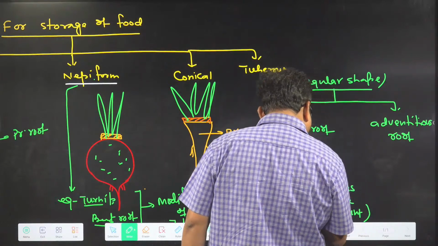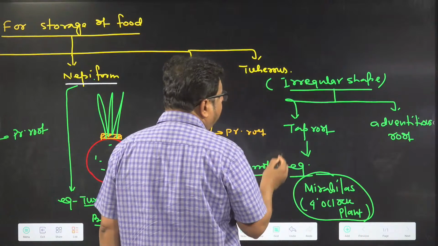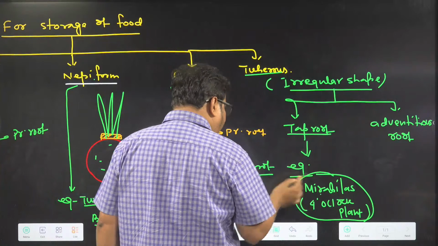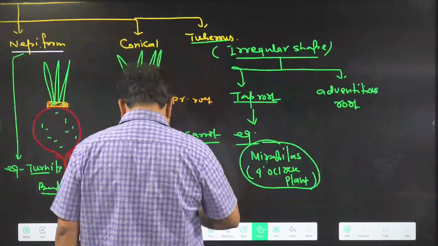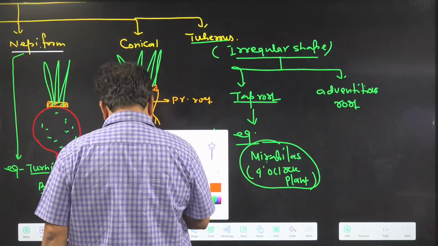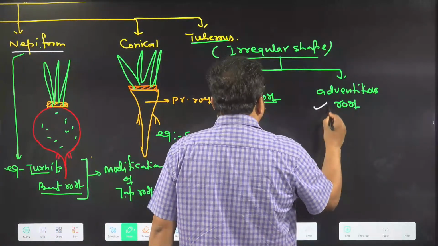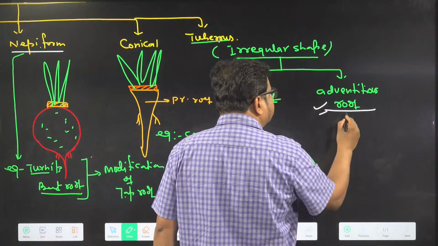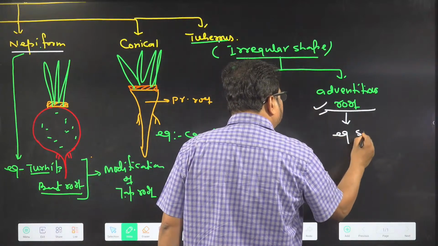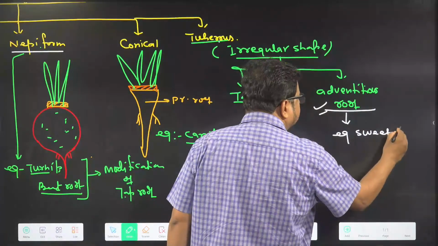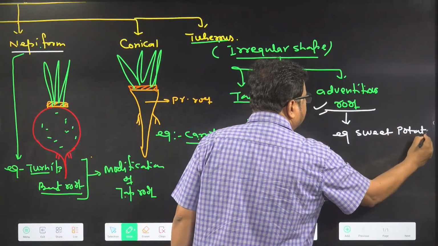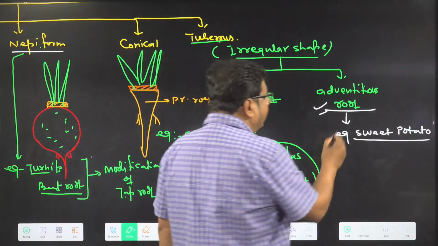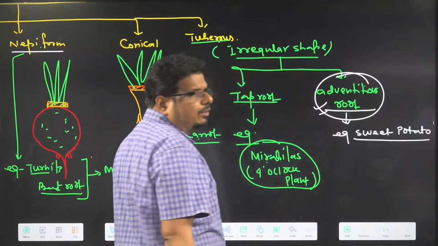Mirabilis plant, it is not in NCERT. Mirabilis plant is a tuberous taproot stored for storage of the food, and this example is very, very important. Tuberous adventitious root. Example is which one? Sweet potato. So sweet potato is a modification of adventitious root for storage of food.